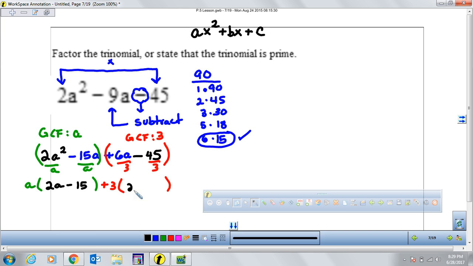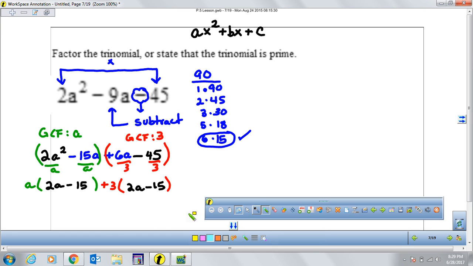6a divided by 3 is 2a, minus 45 divided by 3 is 15 again. Once again, you see that we ended up with two terms. This is one term, and this is another term. Because of the multiplication, that becomes 1 and that becomes 1.